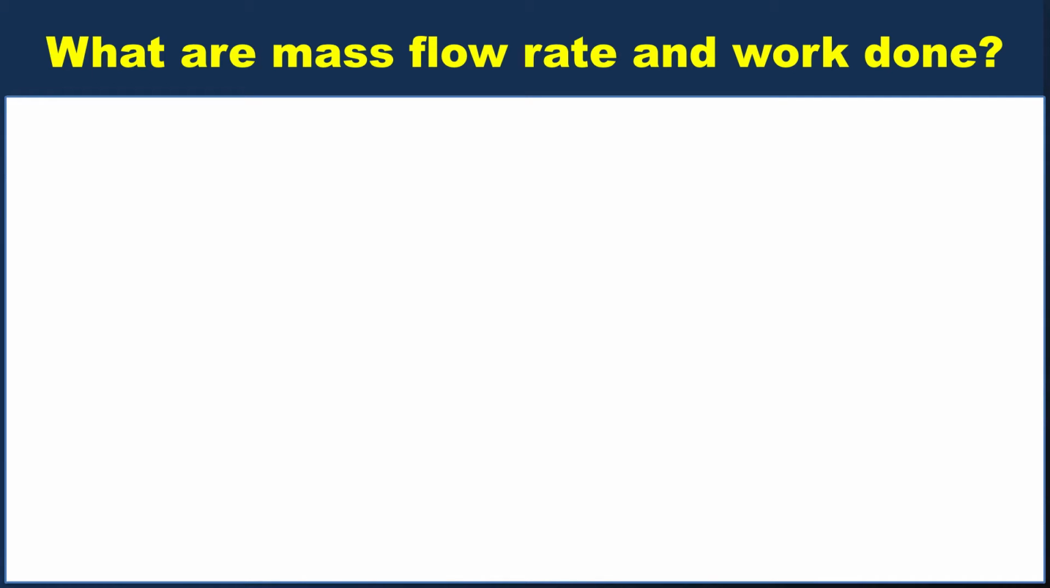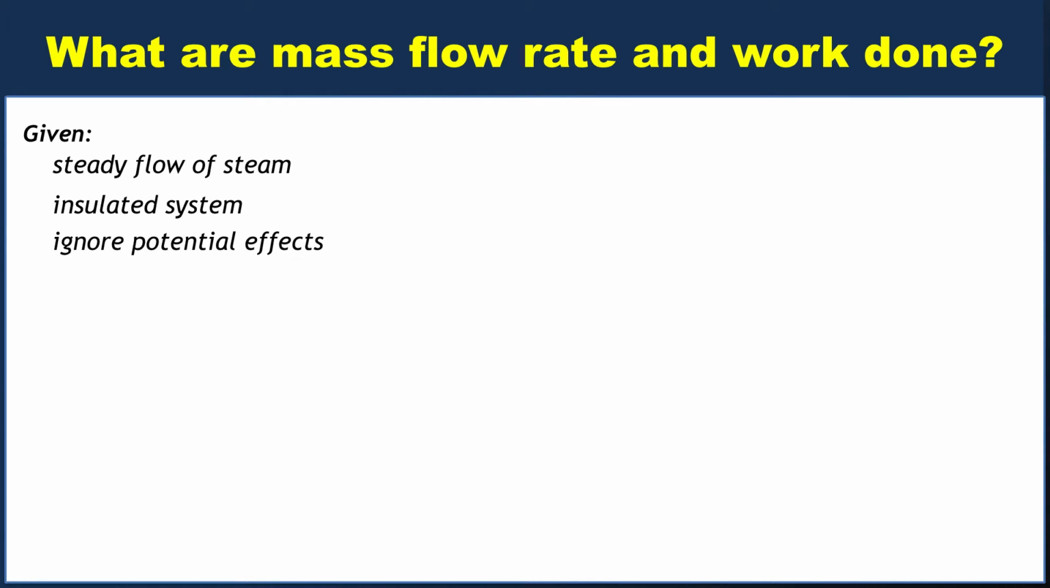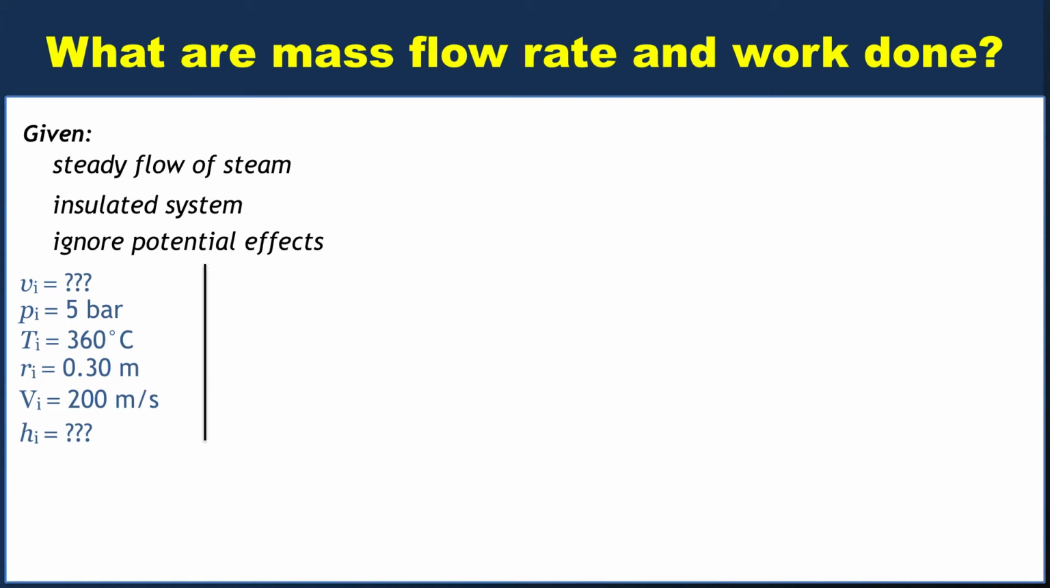Let's practice open system energy conservation with a turbine problem. So we're given that there's a steady flow of steam through a pipe containing a turbine, that it's an insulated system, and we're told to ignore potential effects. We don't know the initial specific volume. We do know the inlet pressure, temperature, radius, and velocity, and we aren't told the inlet specific enthalpy, although we'll be able to get that pretty soon.